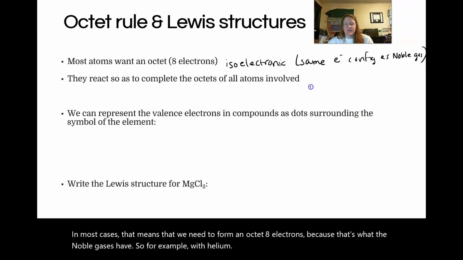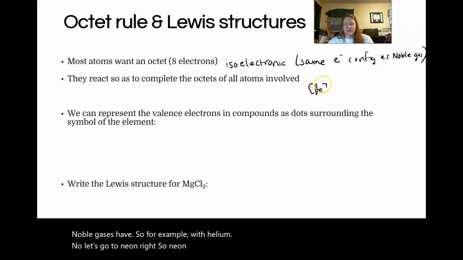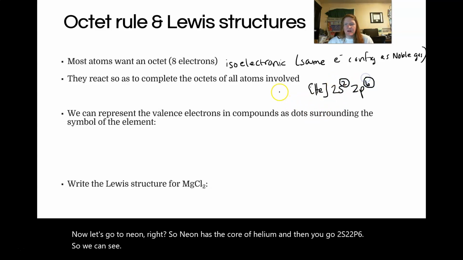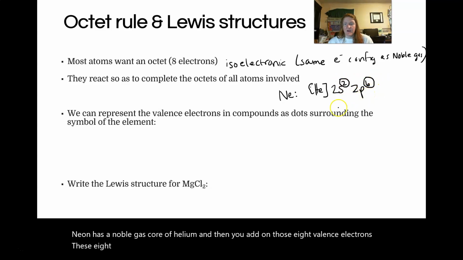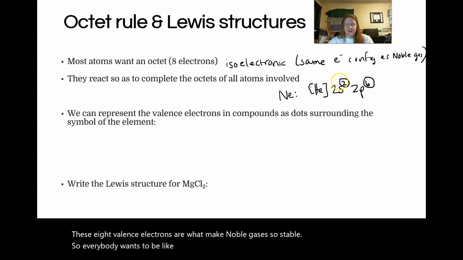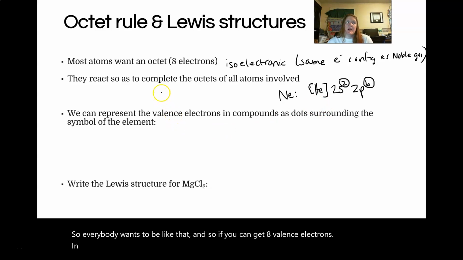So for example, let's go to neon, right? Neon has the core of helium, and then you go 2s2, 2p6. So we can see neon has a noble gas core of helium, and then you add on those 8 valence electrons. These 8 valence electrons are what make noble gases so stable. So everybody wants to be like that. And so if you can get 8 valence electrons in every atom in a compound, that will be a happy compound.